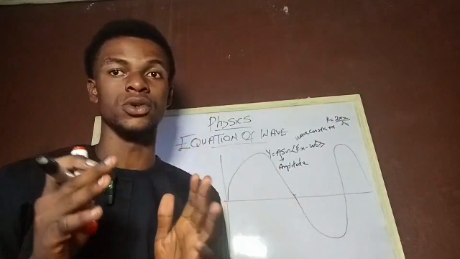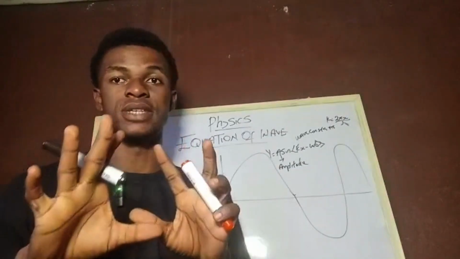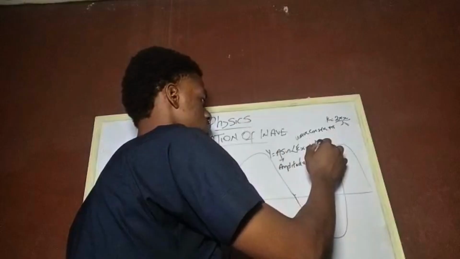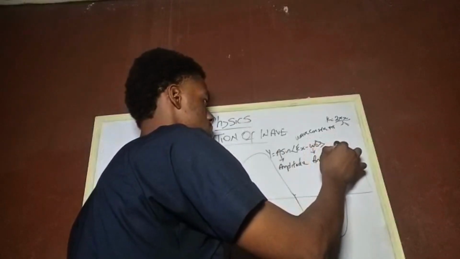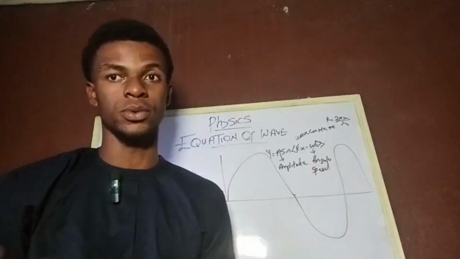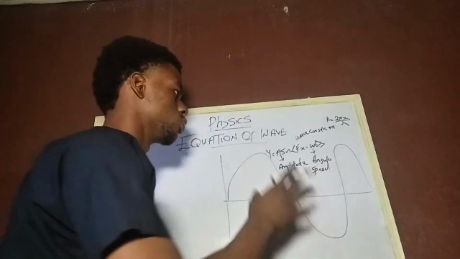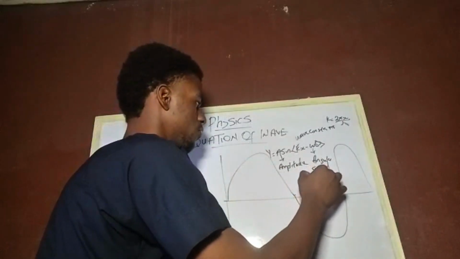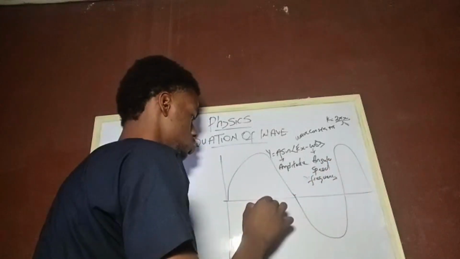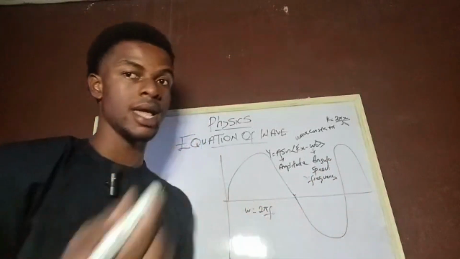Like I said, I've done a video on that so that I won't make this video too long. This w represents your angular speed. In some places, they call it angular frequency. They are the same. So your w is equal to 2πf.